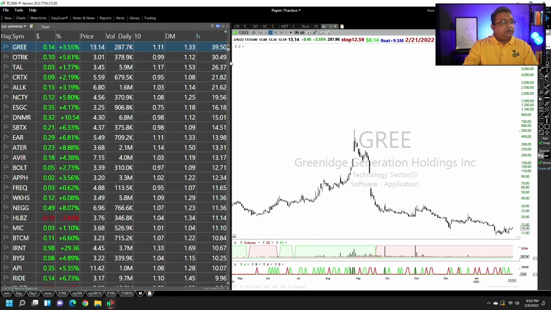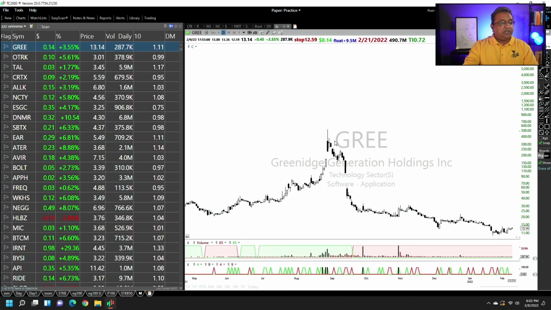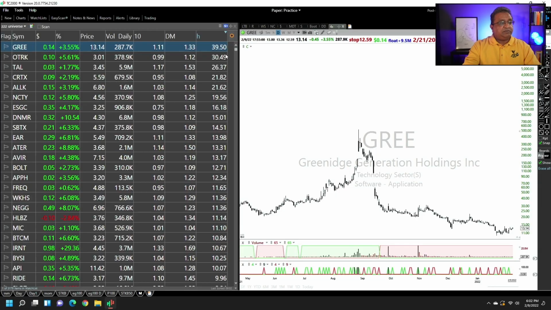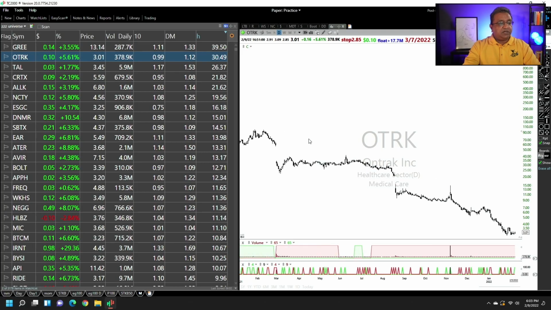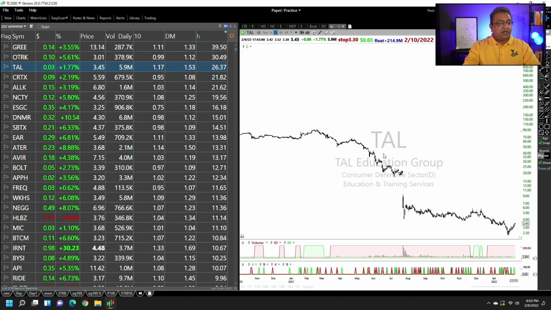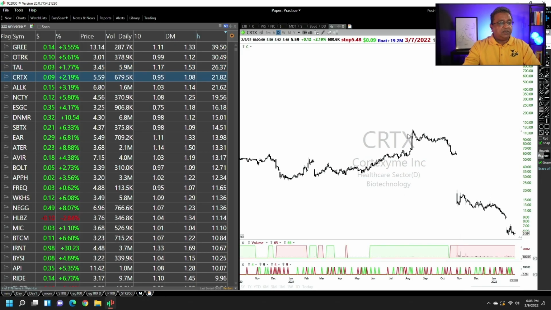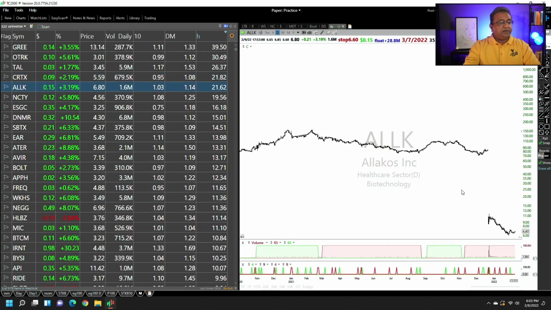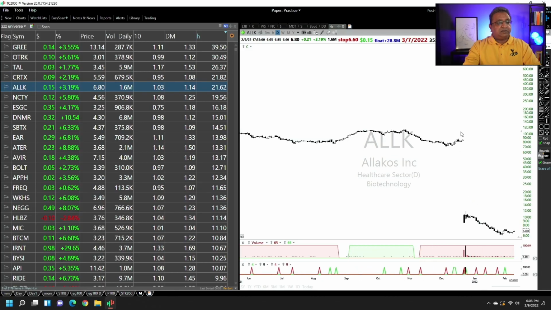If a stock has a high H value, or high anchored momentum from the 52-week high, what does it tell you? It tells you that this particular stock is ranked number one in terms of having gone down the most from its 52-week high. This stock has gone down the most from its 52-week high. Similarly, this stock has gone down the most from its 52-week high, because you see the 52-week high was here. TAL Education. So if you're looking for the weakest stocks, you can find stocks which are down a lot from their 52-week high.